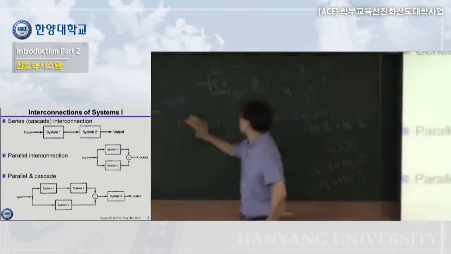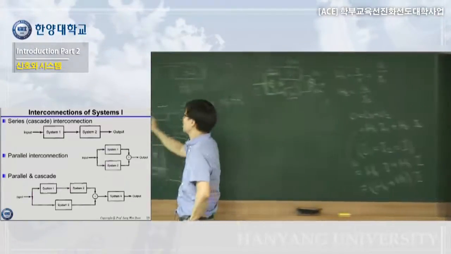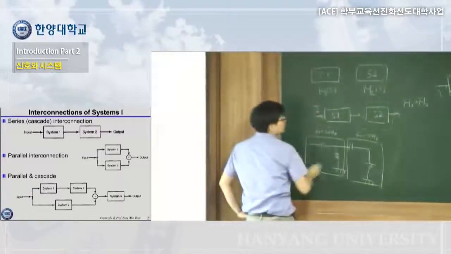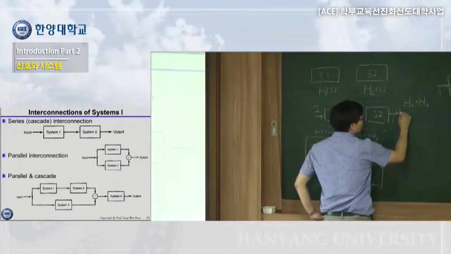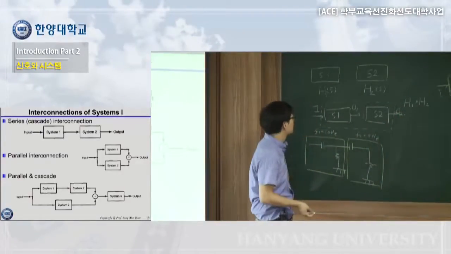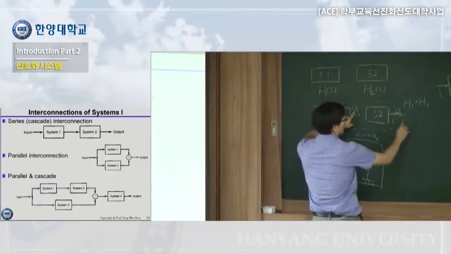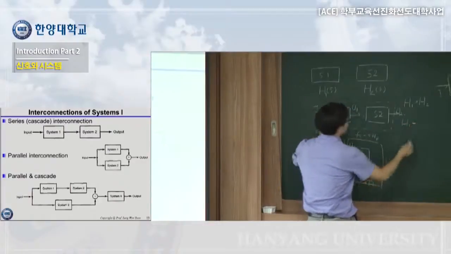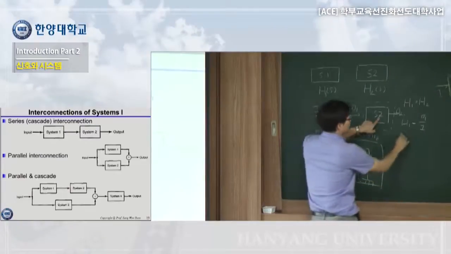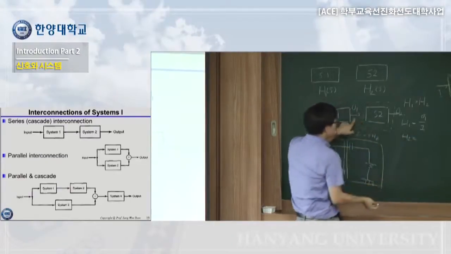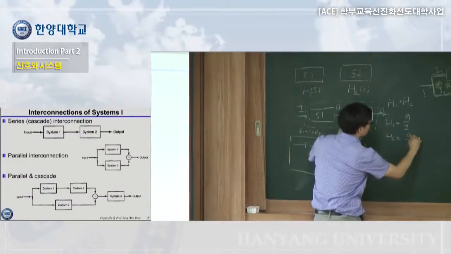How about the cascade case? In the cascade case, assume that we have input, say this is output 1, say this is output 2, right? So S1 defines input and output. So H1 equals output 1 over I. H2 defines input is the output of S1, so H2 equals output 2 over output 1, like this.